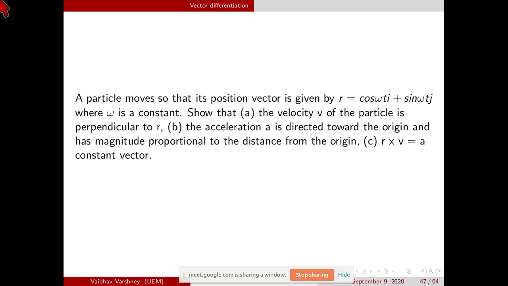Can anyone tell me how we can do this? For calculating v, we have to take the derivative of r, because velocity is dr by dt. That is clear, but how can you show that r is perpendicular to v? Any guess?